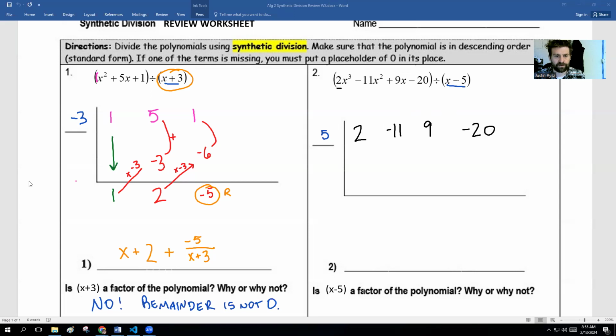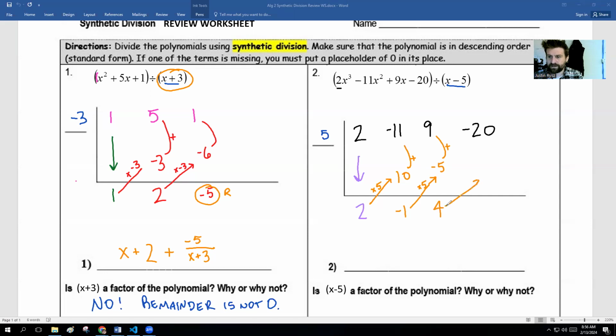All right, our work, what we got to do is we drop the first number. We're going to drop our 2. Then we start multiplying and adding. 2 times the number in the box, 5, is 10. We add that to -11, that is -1. We're going to times that by 5. -1 times 5 is -5. We add that with 9, we get 4.